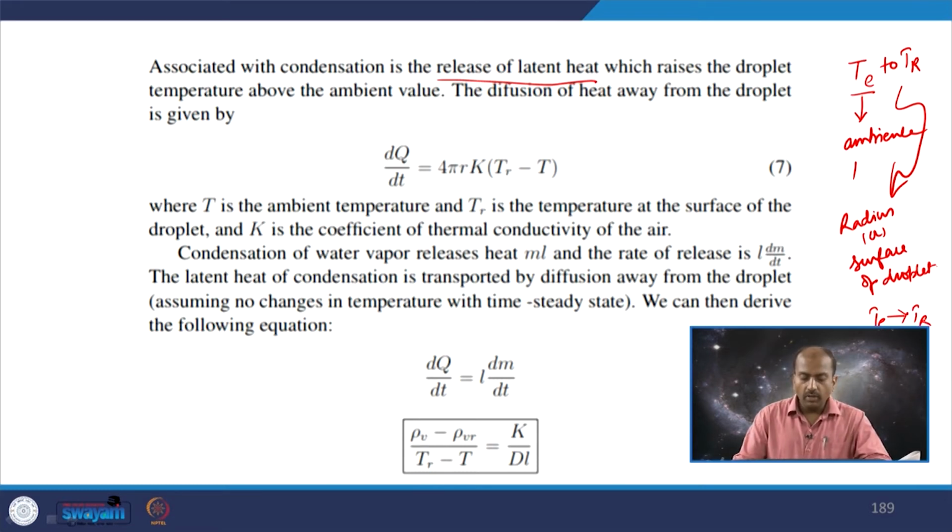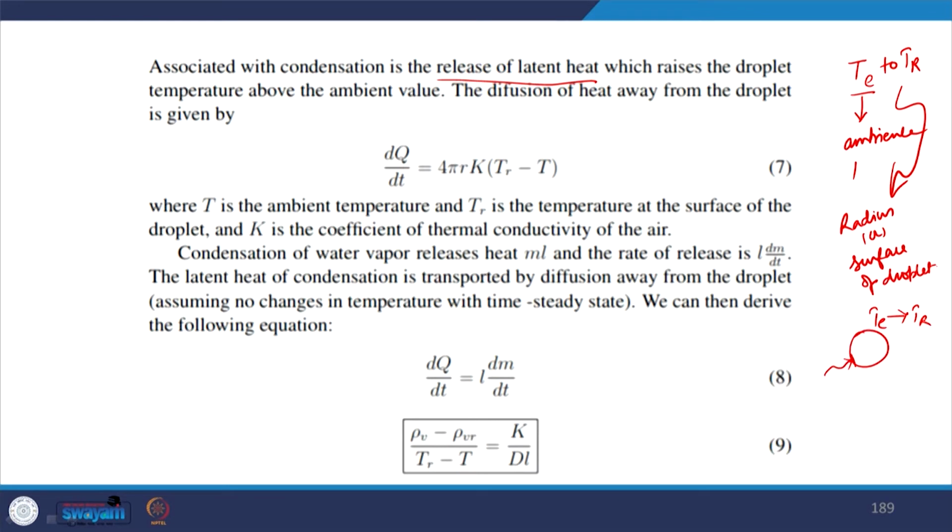So, there is diffusion of the heat away from the droplet. Once there is a temperature gradient, once the temperature of the surface of the droplet is larger, there is obviously a reason for the energy to conduct away. How does the gradient in the temperature compensate itself? By conduction. The heat is given out. So, the diffusion of heat away from this droplet is given by this.